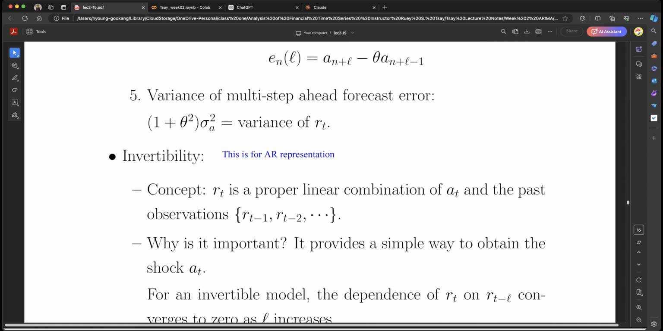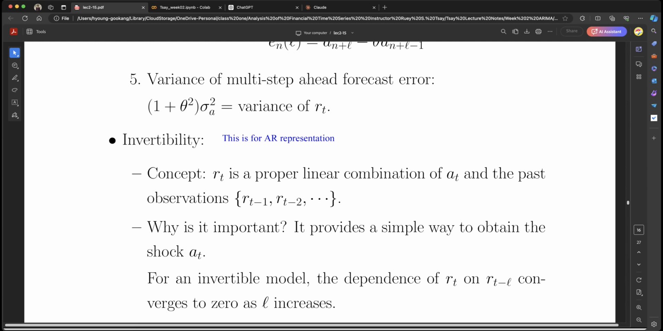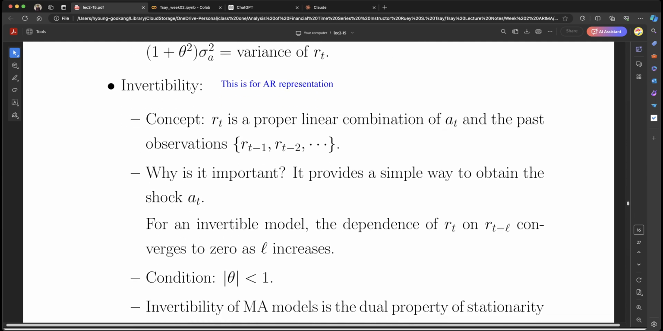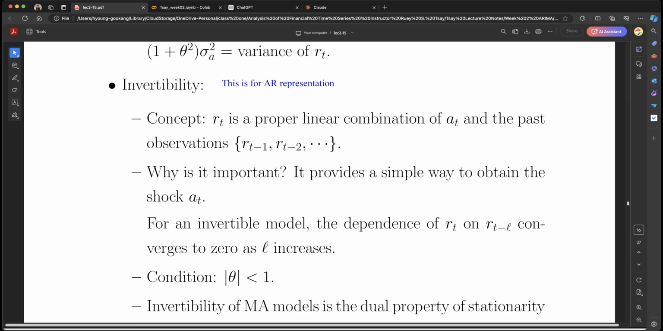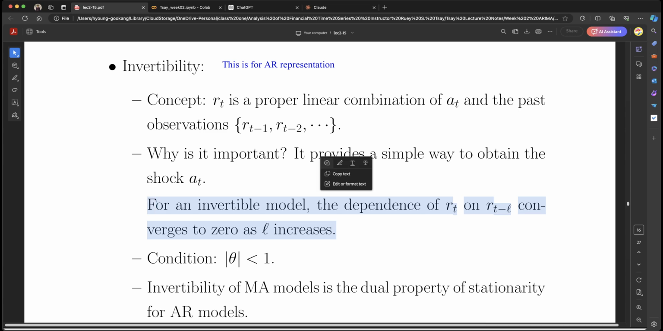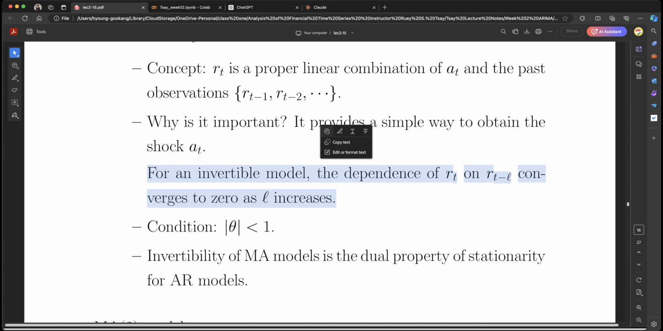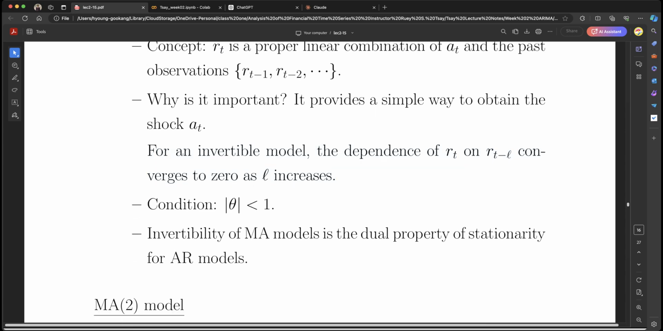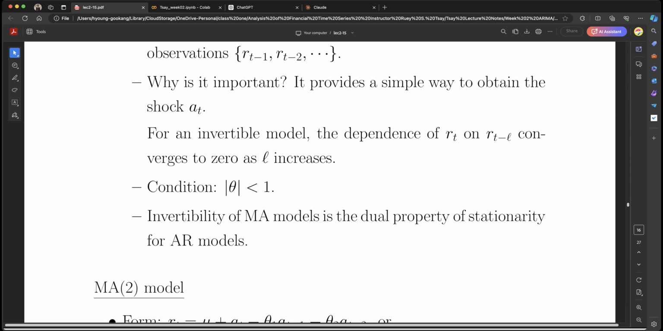Invertibility. This is basically called the AR representation. The concept is that r_t is a proper linear combination of a_t and the past observations r_t minus 1. Why is it important? It provides a simple way to obtain the shock a_t. For an invertible model, the dependence of r_t on r_t minus L converges to 0 as L increases. So here the condition is that the absolute value of theta is less than 1. Invertibility of an MA model is the dual property of stationarity of an AR model.